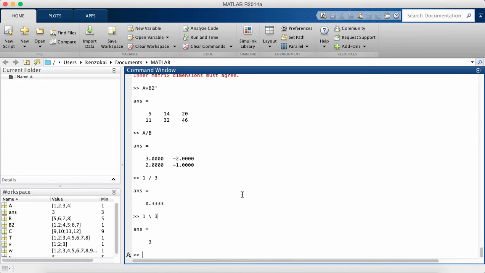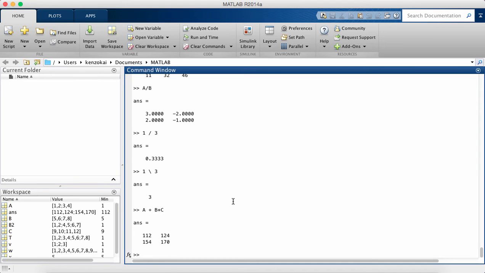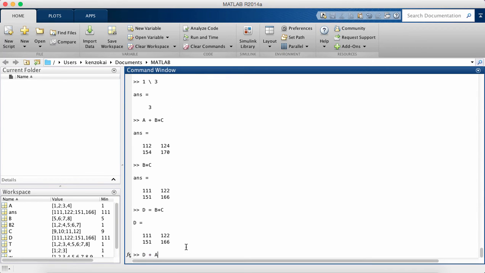So the next thing we're going to talk about is order of operations. It's generally what you'd expect. Anything in parentheses happens first, and then multiplication and division, and then addition and subtraction. So if I have A plus B times C, I would get that. So if I did B times C and I assign it to a variable D, and I add that to A, I get the same thing. So you can confirm that the multiplication is happening first.